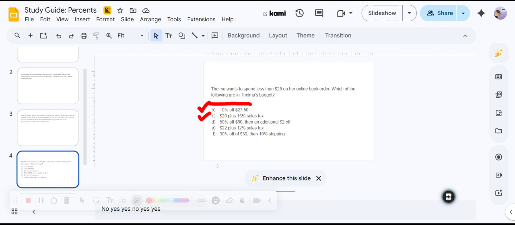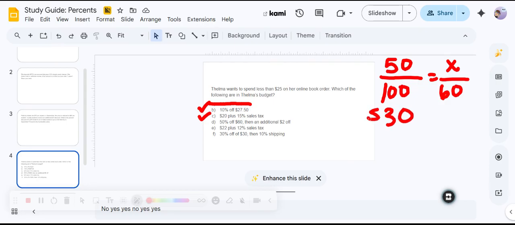Option D says 50% off of $60, then an additional $2 off. So first we find 50% of 60. Some of you can probably do that in your head. That's okay. I know that 100 divided by 2 gets me to 50, so 60 divided by 2 is 30. So with that 50% discount, my book is $30, but I get an additional $2 off. That means that book costs $28. Does that fit in her budget? No, that does not fit in her budget.